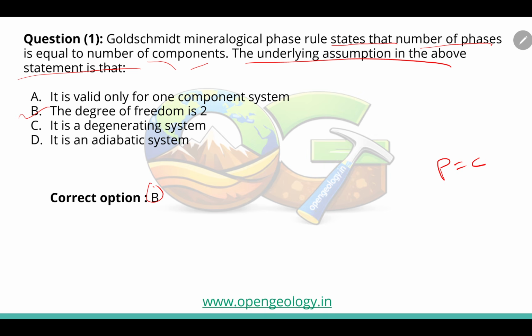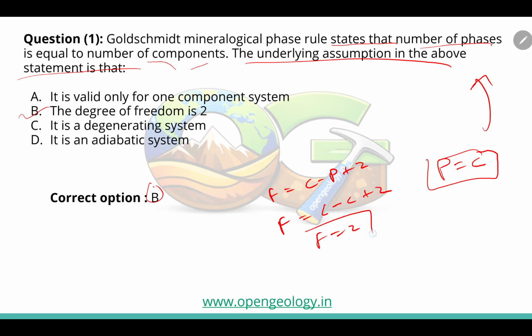Now, let us see how it will happen. So, the formula is F equal to C minus P plus 2. Now, P is equal to C as per the question. So, it will become F is equal to C minus C plus 2, and F equal to 2. So the degrees of freedom will be 2. The second option will be our correct answer.